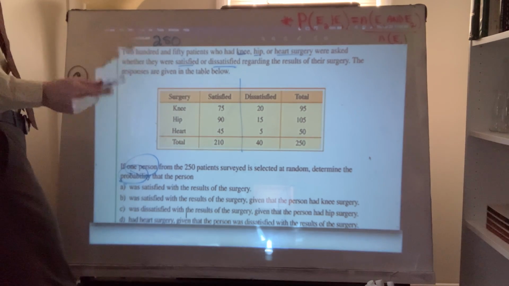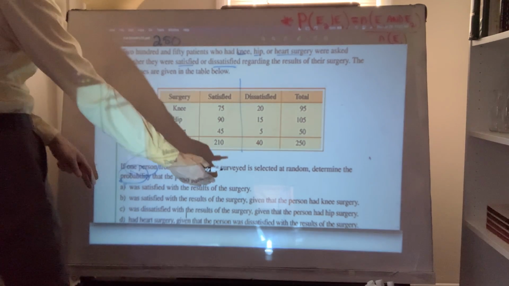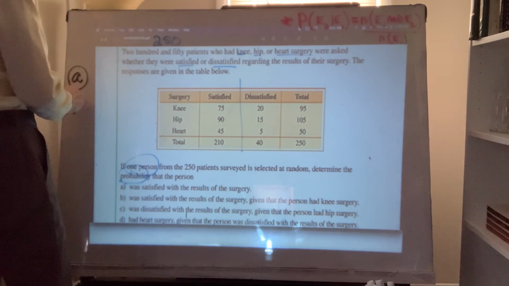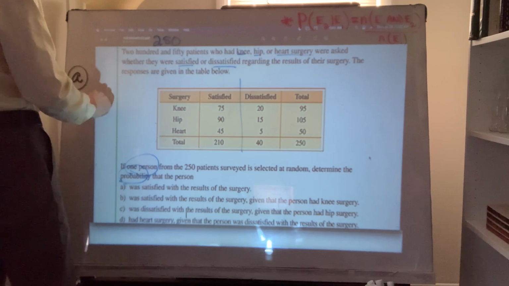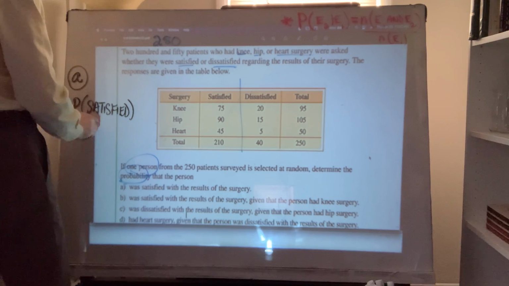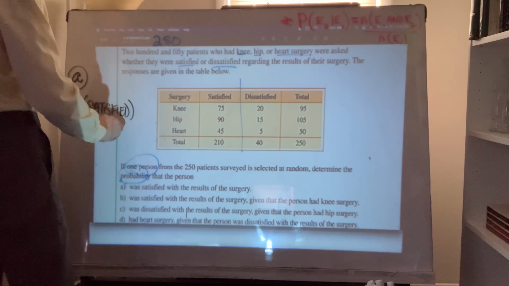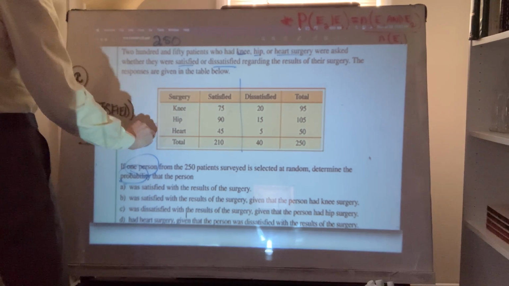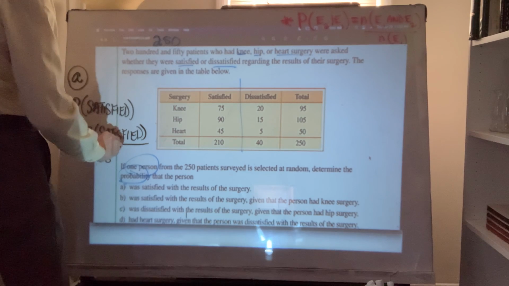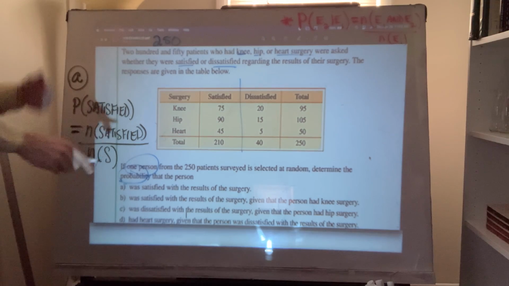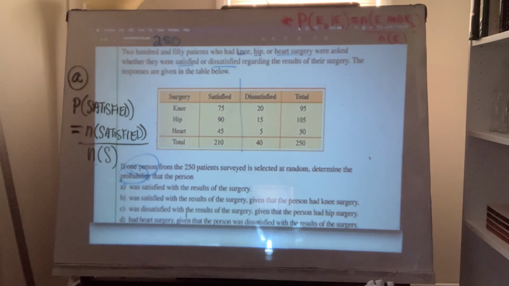If you want, I would always start with trying to abbreviate what is written verbally here in a more concise, mathematical, symbolic way. The probability of being satisfied would be equal to the number of events favorable to being satisfied out of the total in the sample space, or total in the set. This is from either section 11.1 or 11.2, I forget, but the basic probability fraction.